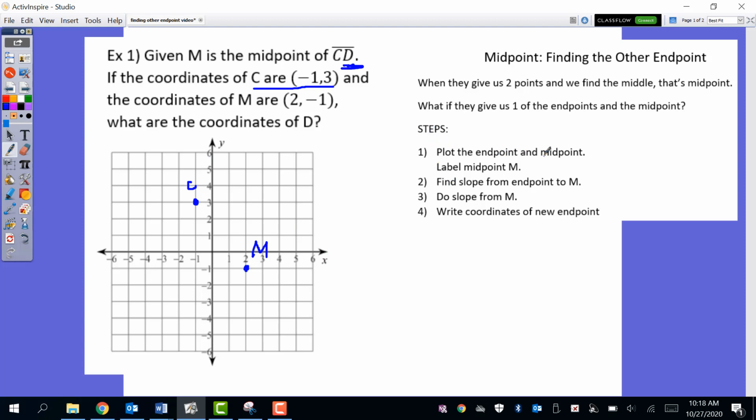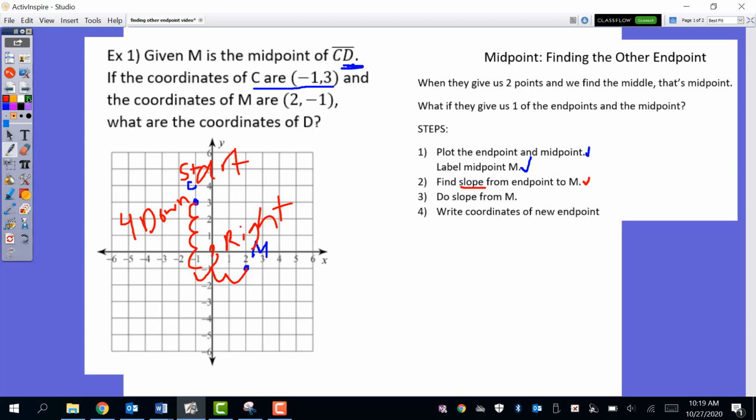So here are our steps. Plot the endpoint and midpoint, check. Label the endpoint M, check. So now what I'm going to do is find the slope, aka I'm going to count from C to M to figure out how you get from C to M. So here we go, I'm counting. Starting there. Okay, so I'm counting. 1, 2, 3, 4. So I went 4 down. And then I went 1, 2, 3 to the right. Okay, so that was the slope.